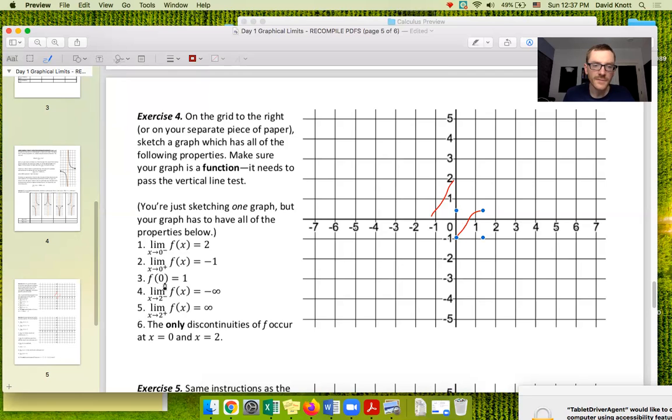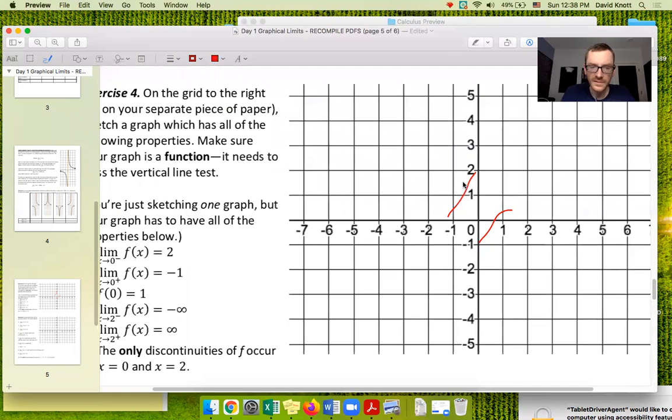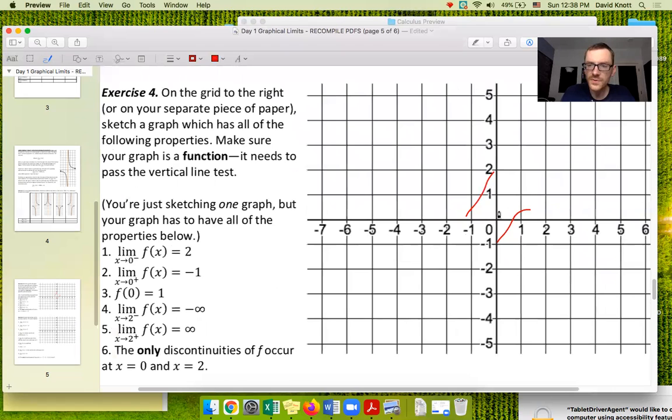And now this one here, f of 0 is equal to 1. So that's saying that the value of the function at 0 is equal to 1. So what I need to do is that, I really need to make sure that f of 0 equals 1. That means I need a full circle right here. I need a full circle right here. And now the value of the function at 0 will be equal to 1.